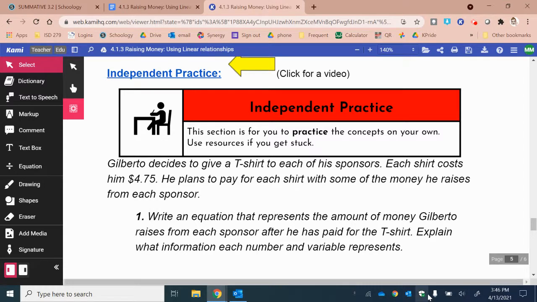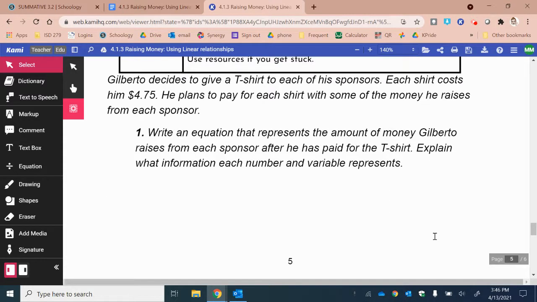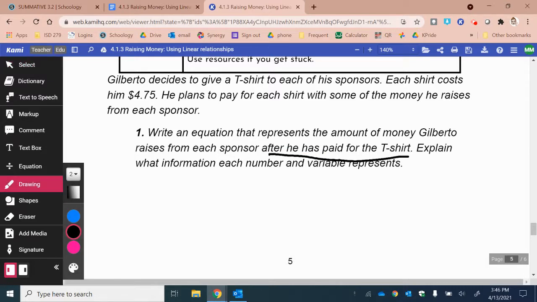We need to write an equation that represents the amount of money Gilberto raises from each sponsor after he has paid for the t-shirt. So it's after he has paid for the t-shirt. So we need to really think about, how are we going to write an equation that accounts for that? Explain what information each number and variable represents.